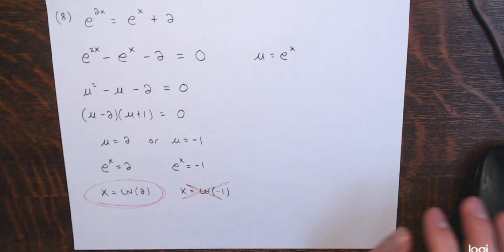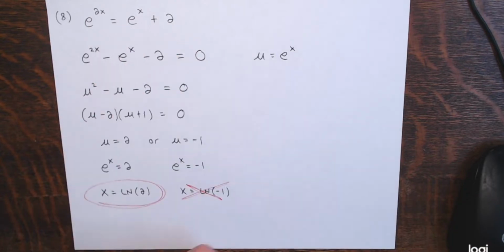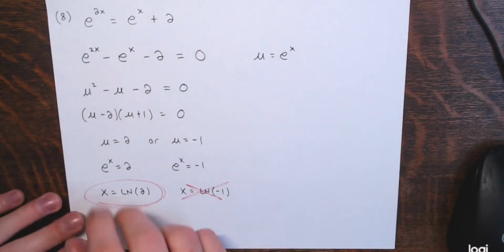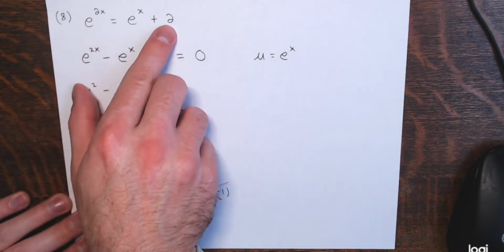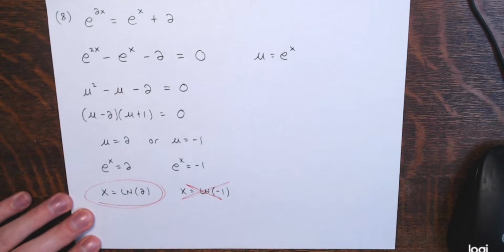Alright, hopefully you don't come across too many of these, but just know that they're out there. Again, if you ever recognize, hey, one term has double the power of another term, and then there's a constant, you can treat it just like a quadratic.